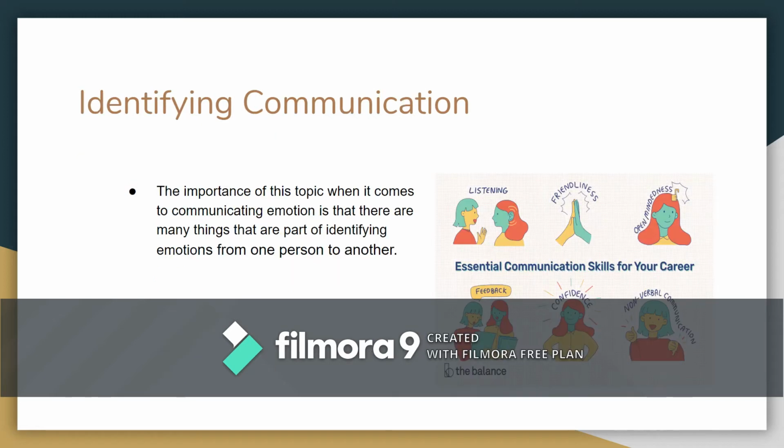So, identifying the communication. The importance of this topic when it comes to communicating emotion is that there are many things that are a part of identifying emotions from one person to another, like previously stated. And in the picture right here, listening, friendliness, open-mindedness, you have to talk to the person, engage with them, look at them in the eye, show them that you're listening, and of course right here, two people giving each other a high five. Friendliness, that's that physical touch.